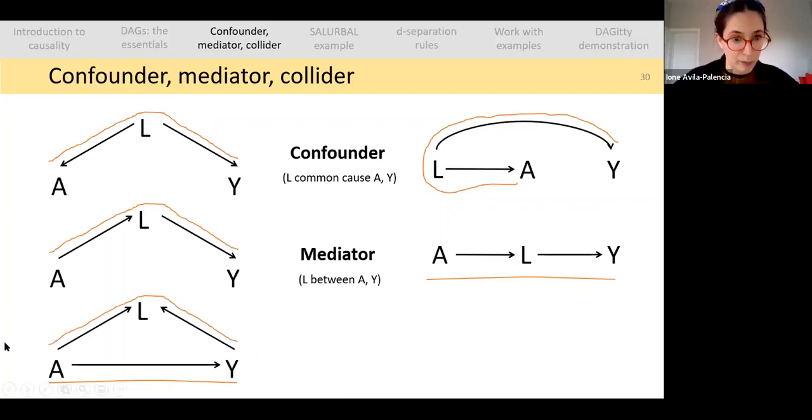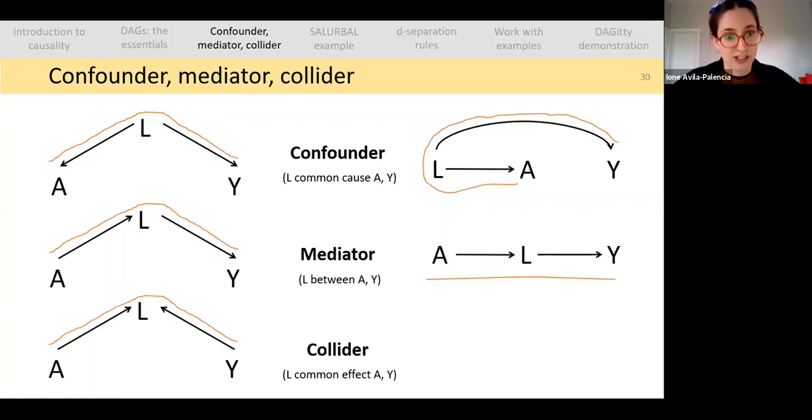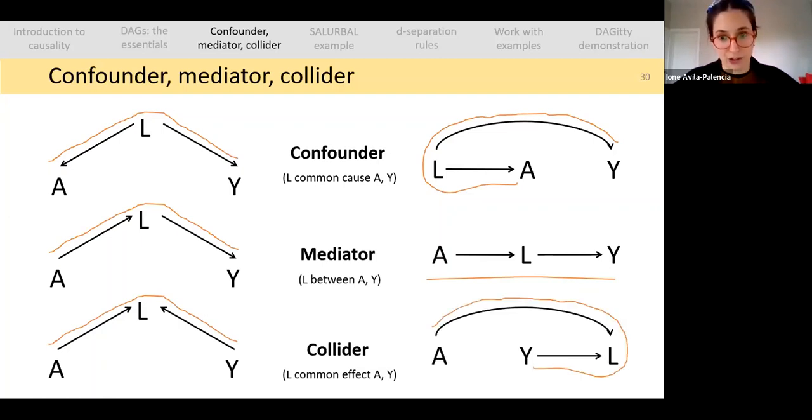Then the last example in which we have 2 arrows pointing to L. So the arrow that goes from A to L, and then another arrow that goes from Y to L. Again, we delete the directed path. This is what is called a collider. And a collider is mainly a common effect of A and Y. So in this other kind of representation, we can see it like this.